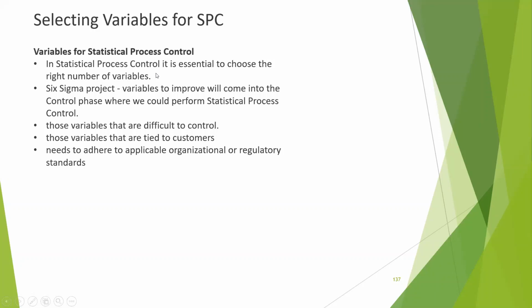If you have 100 variables you want to measure, that will be a problem. You don't have time to identify them. So identify the key variable which is going to affect your revenue, and you have to be more careful. Okay, Six Sigma projects: the variables to improve will come into the control phase.